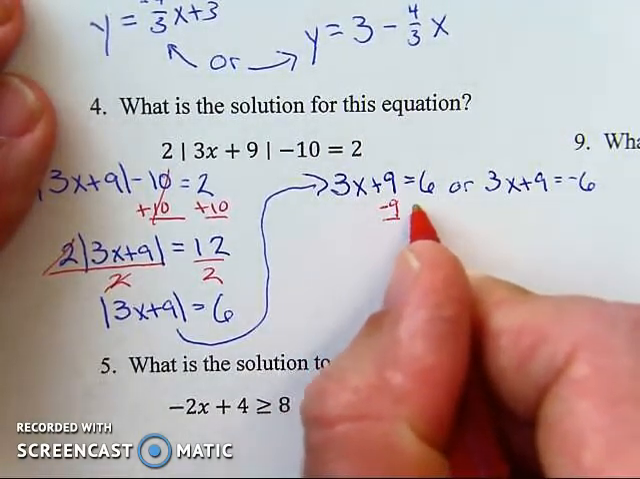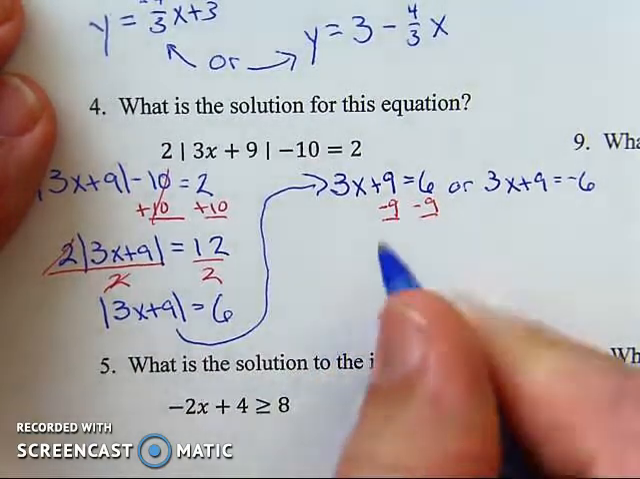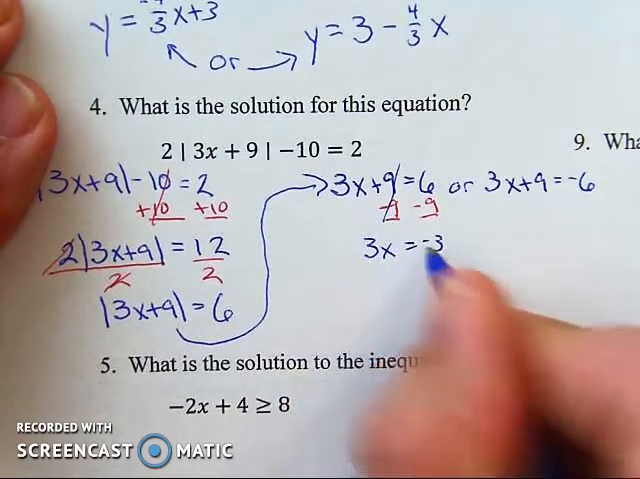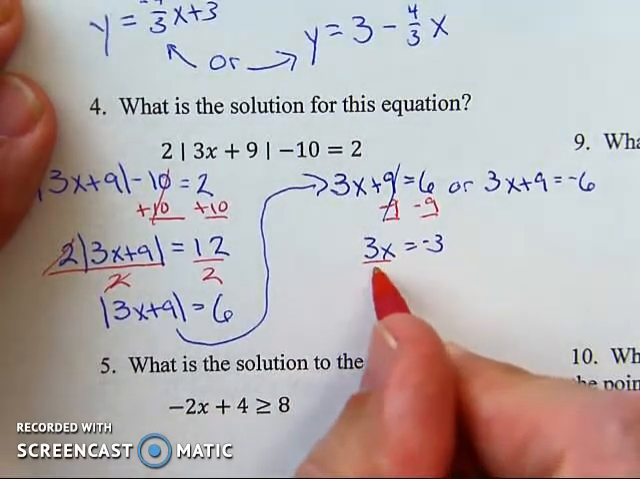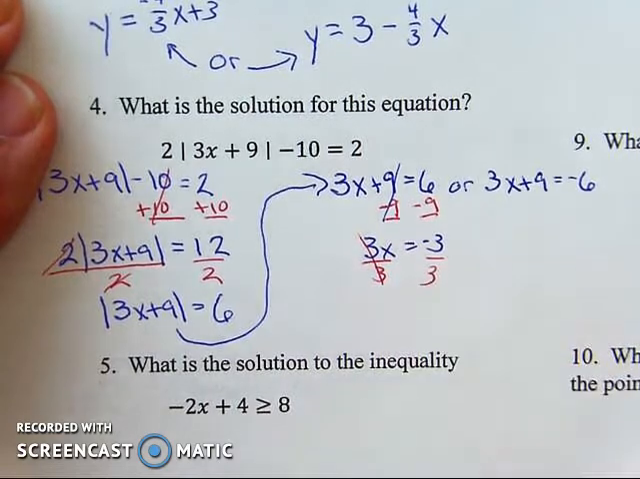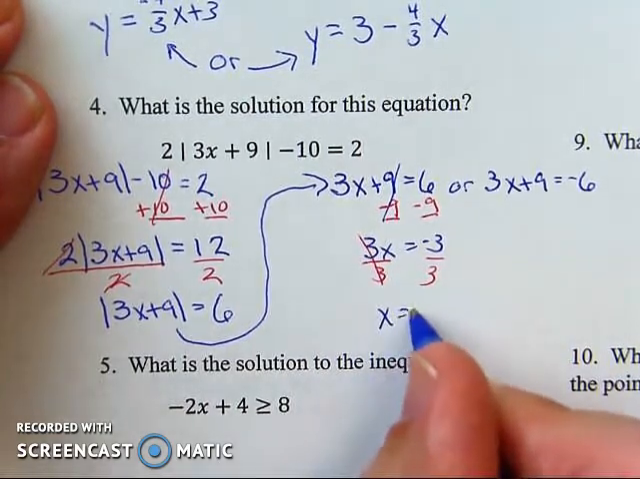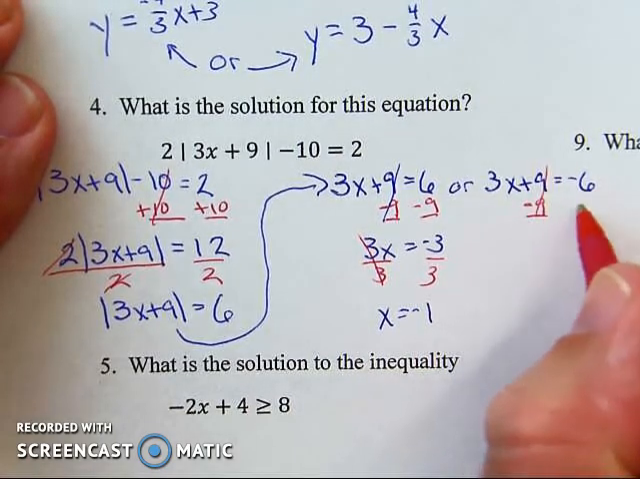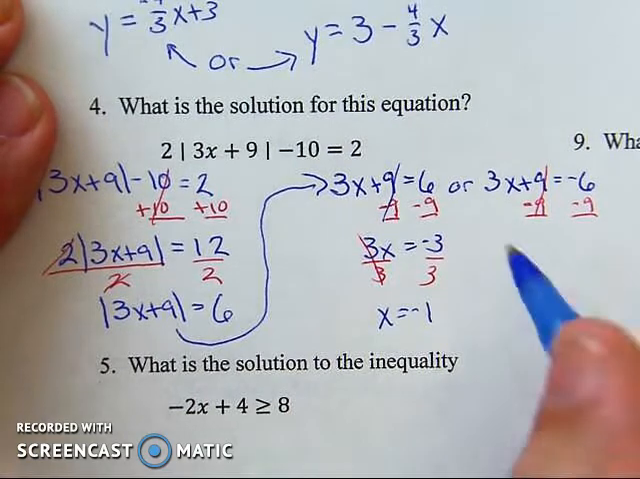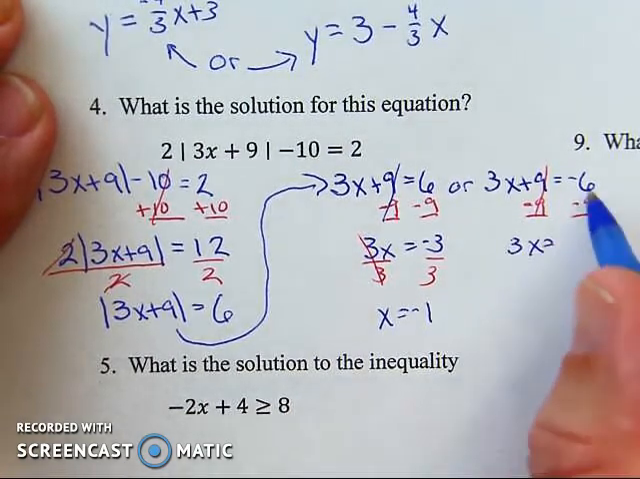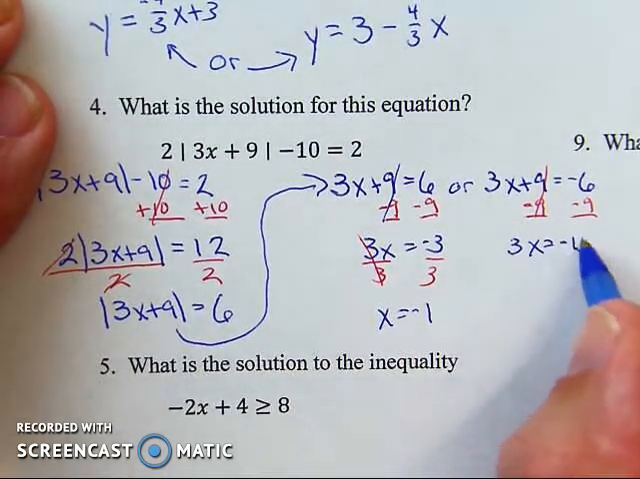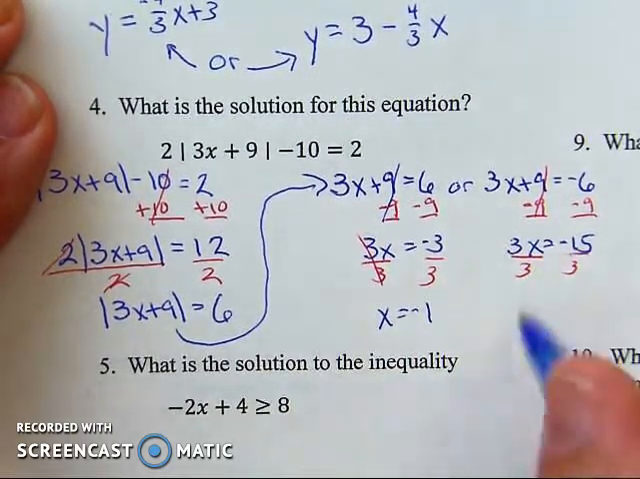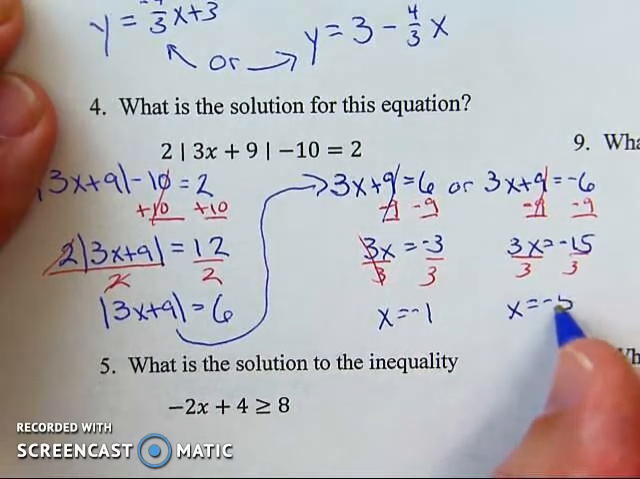So -9, -9. That'll give me 3x. This cancels. 6 minus 9 is -3. Divide both sides by 3 to cancel that out. And x is -1. But now I do have to do the other side. So -9 minus 9. That's going to give me 3x is equal to -6 minus 9 is -15. And now to get x by itself, divide by 3, and you'll get x is equal to -5.